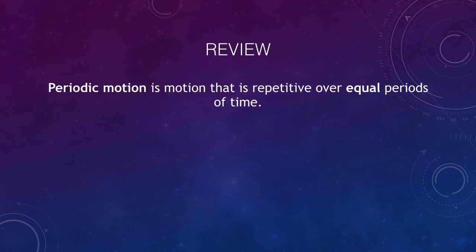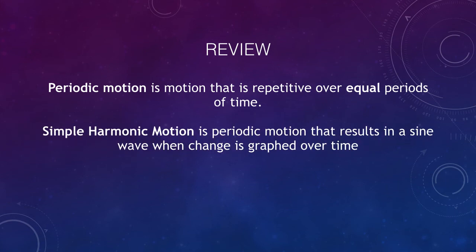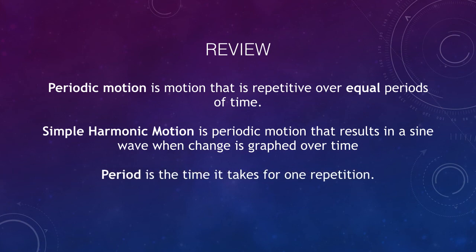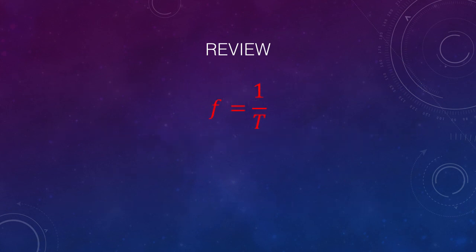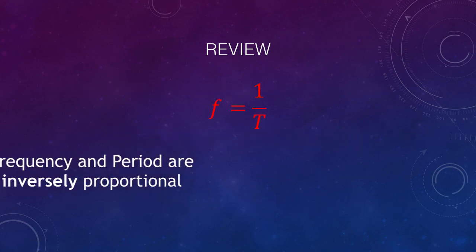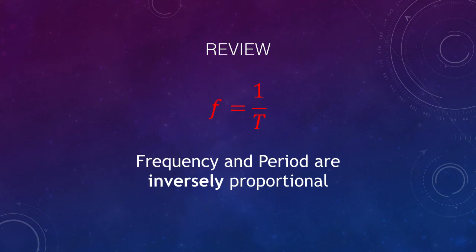To review, periodic motion is motion that is repetitive over equal periods of time. Simple harmonic motion is periodic motion that results in a sine wave when change is graphed over time. Period is the time it takes for one repetition. Frequency is the number of cycles that occur in 1 second, or f equals 1 over T. Frequency and period are inversely proportional.